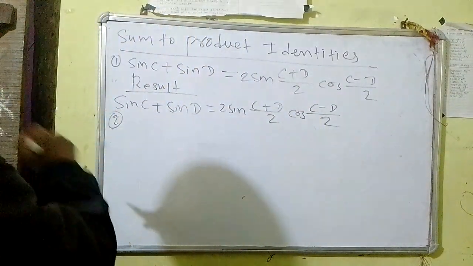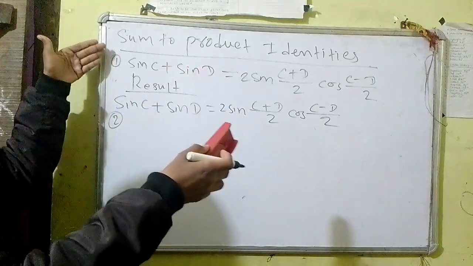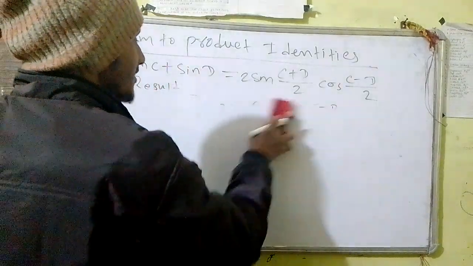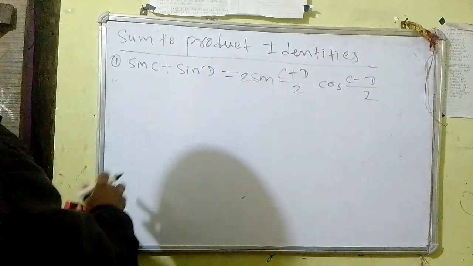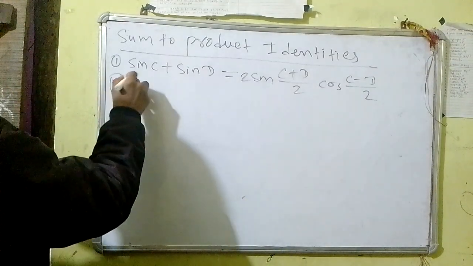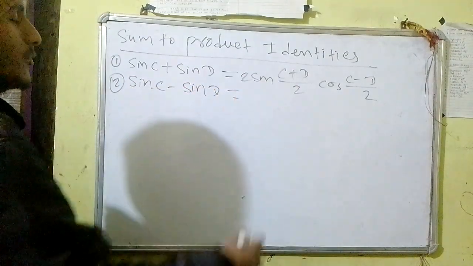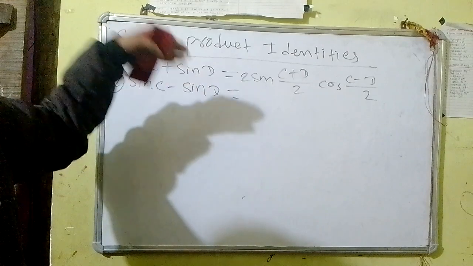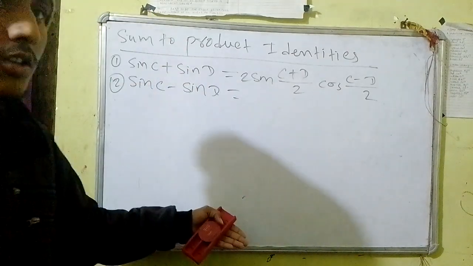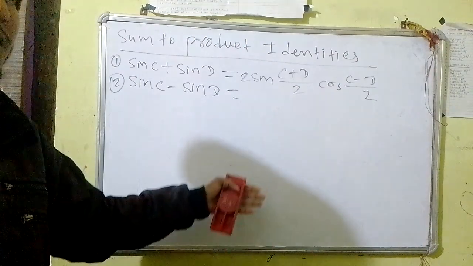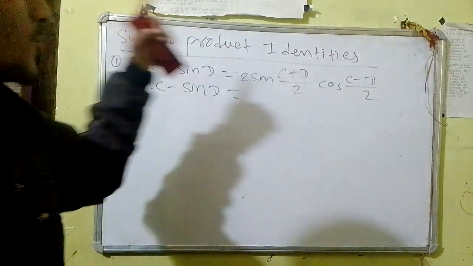Number 2, the next identity. The result is known to you already, so I'm not going to write this again to waste space. Number 2 is sine c minus sine d. What I'm doing here is writing the result first and then proving it. You can do it in the reverse order as well: prove this first using the product to sum identities, and then derive the sum to product identities.